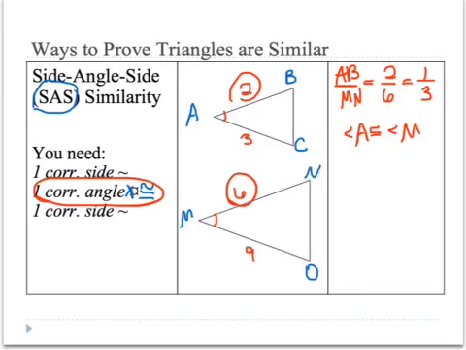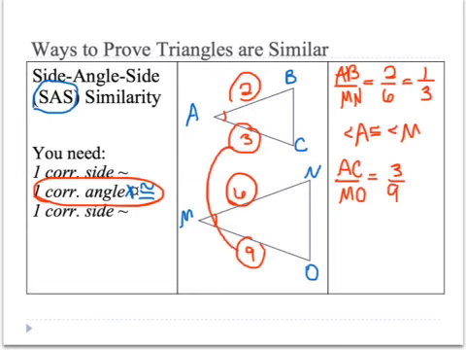And then I want to compare my last sides, AC to MO. And the length from A to C is 3. The length from M to O is 9. And when I reduce that one, 3 and 9 are both divisible by 3, and I end up with 1/3 again. Notice I started with the first triangle, or this triangle on top, both times I wrote my ratio. You have to start from the same object both times. So, that tells me that triangle ABC is similar to triangle MNO.